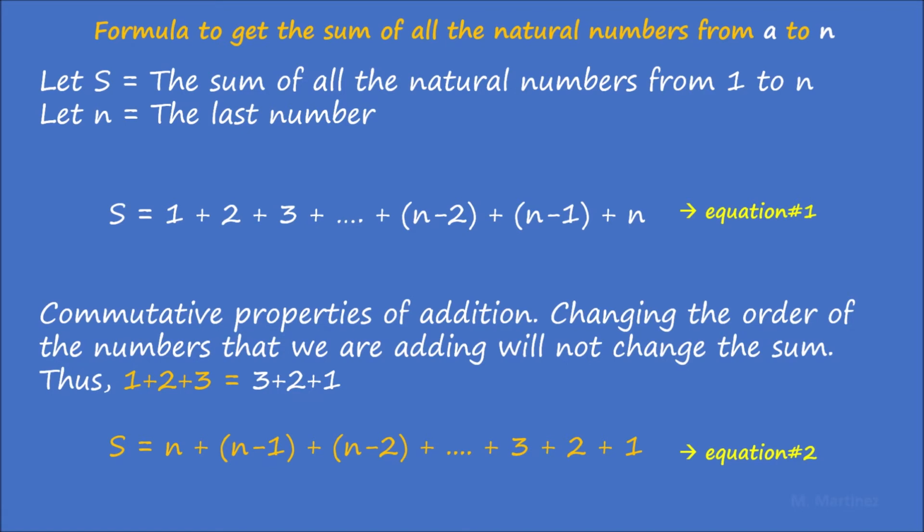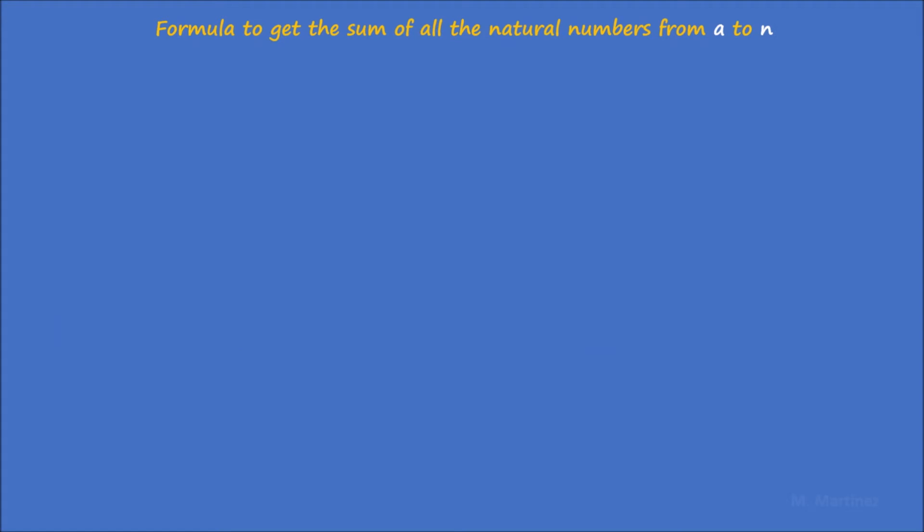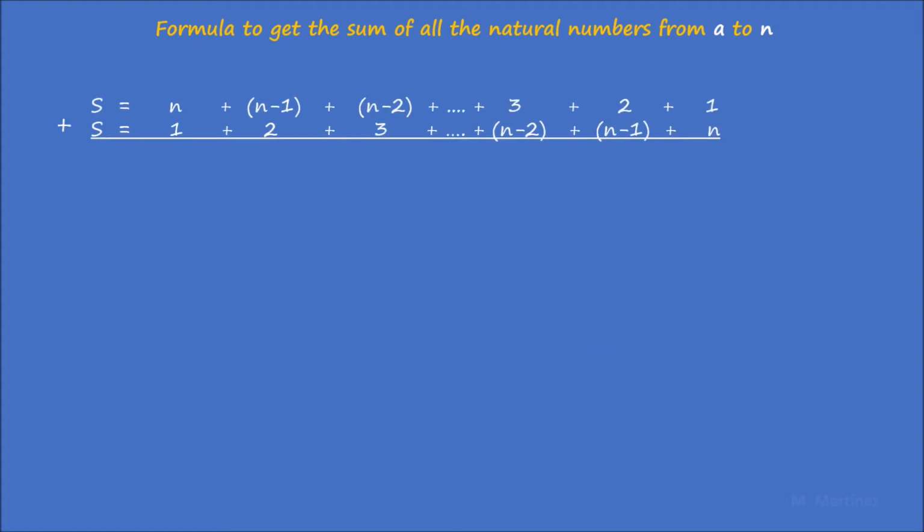Now, let's take a look at what will happen if we add equation 1 and equation 2. Equation 1 plus equation 2. s plus s equals 2s. n plus 1 equals n plus 1. n minus 1 plus 2 is equal to n plus 1. n minus 2 plus 3 is also equal to n plus 1. As you may have noticed, adding all the terms will always result in n plus 1.